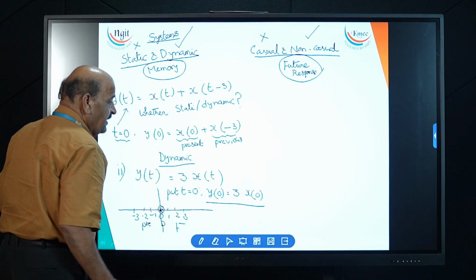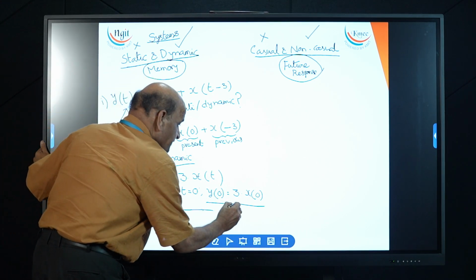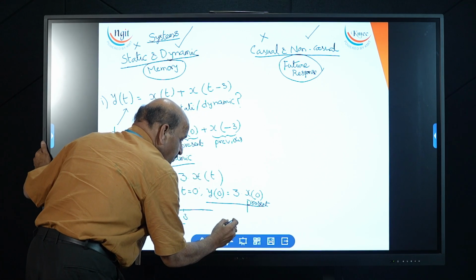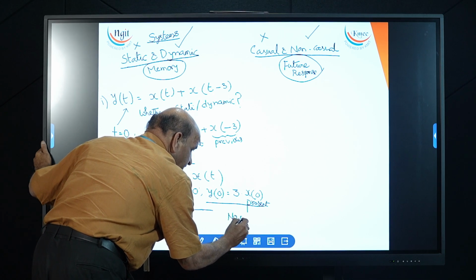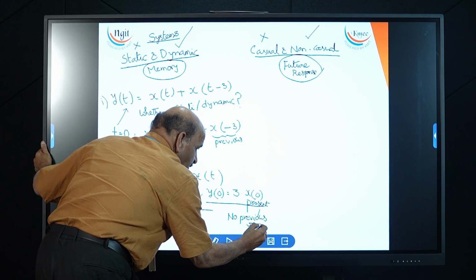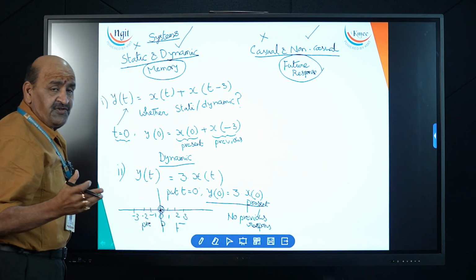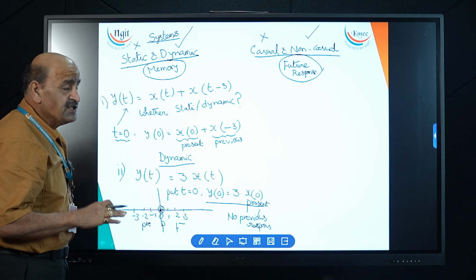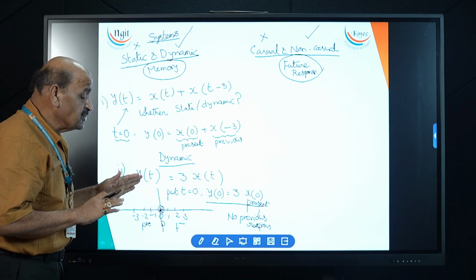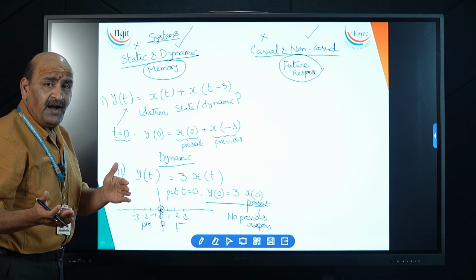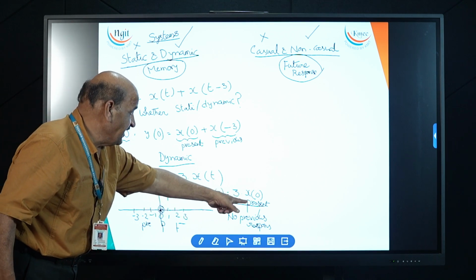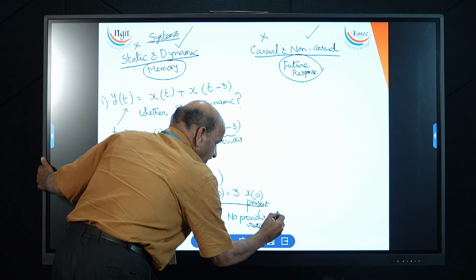Now just look at here. x of 0 is the present response. x of 0 only gives the present response, but there are no previous responses. No previous responses means what? The system is only static. It is always able to respond to the present input only. It can't give any response to the previous inputs. That's why this system is called a static system.